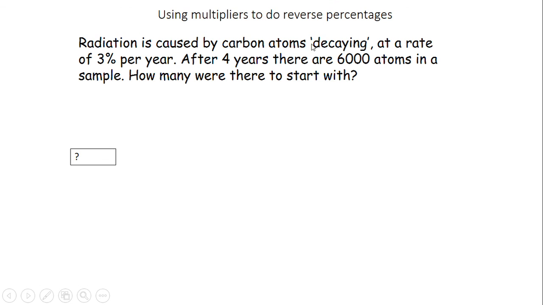Radiation is caused by carbon atoms decaying at a rate of 3% per year. After 4 years, there are 6,000 atoms in a sample. How many were there to start with? So it's decreasing. The carbon atoms are decreasing by 3% per year. Okay, so this is what's called reverse compound interest. So it's decreasing by 3% per year, every year for 4 years. Okay, and then it's left with 6,000. There's 6,000 atoms left. So how are we going to reverse that function to find out how many atoms there were to start with? Maybe pause the video and see if you can work that out.